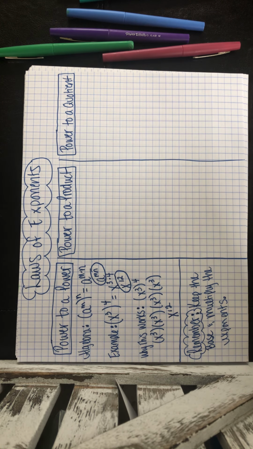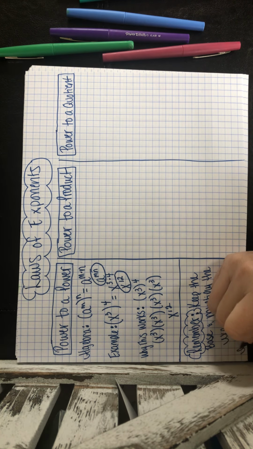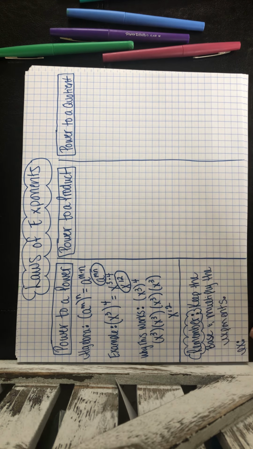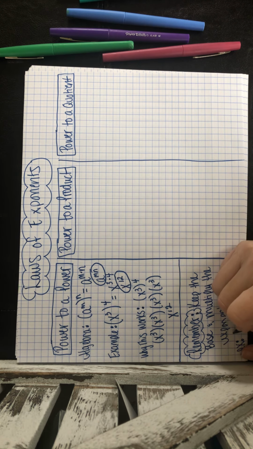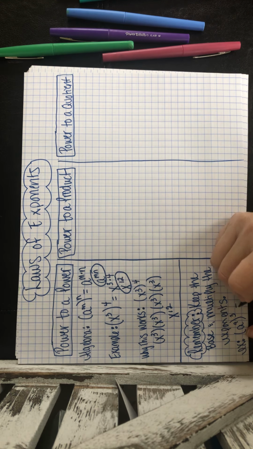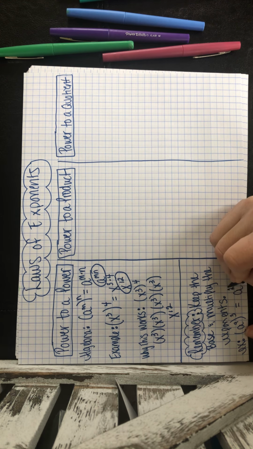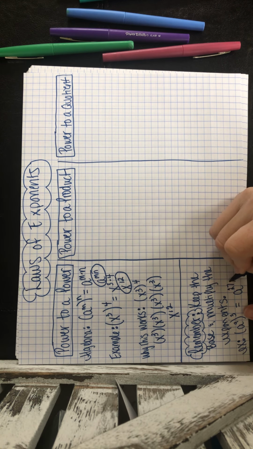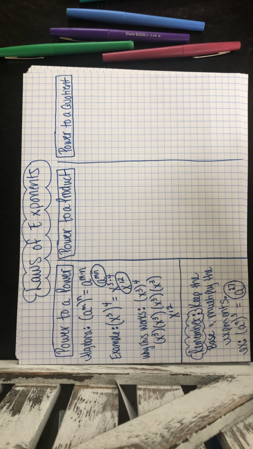All right, so that's power to a power. So if I give you a quick example down here at the bottom, these are pretty simple. So if we have a to the 9th, and that's being raised to the third power, we're just going to get a to the 27th for our answer for that. That's all.